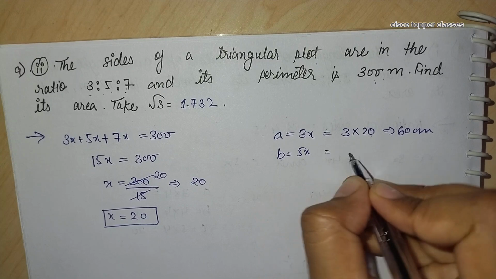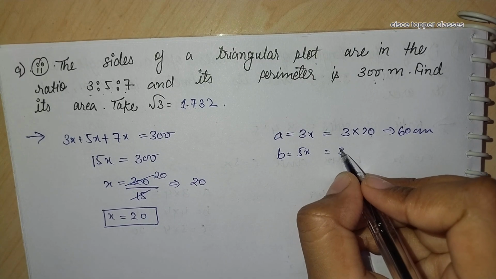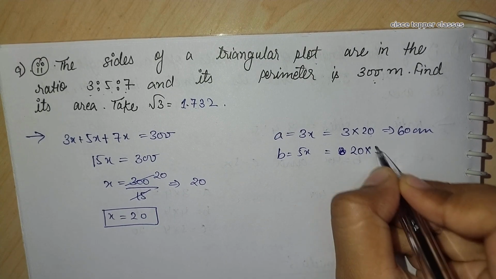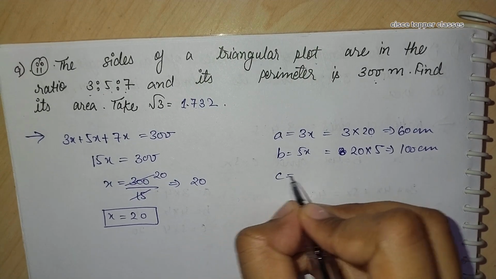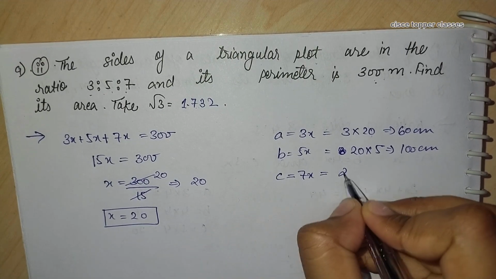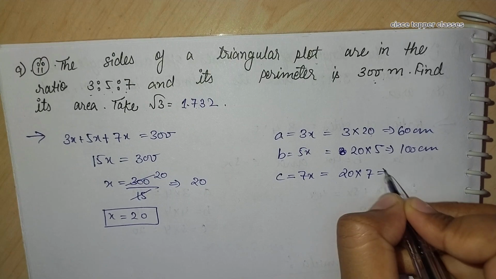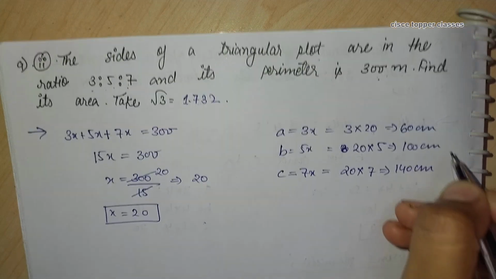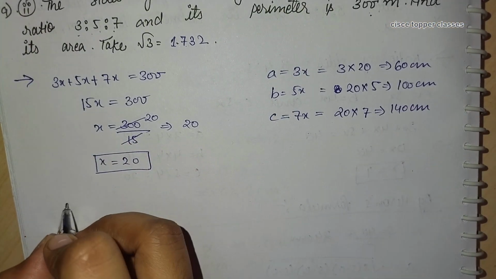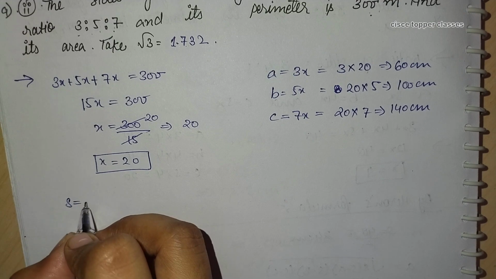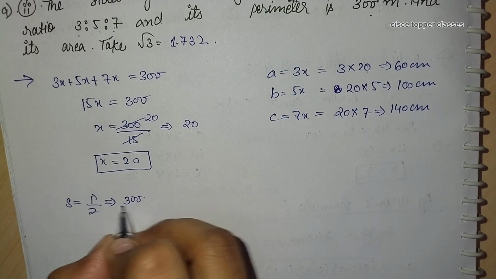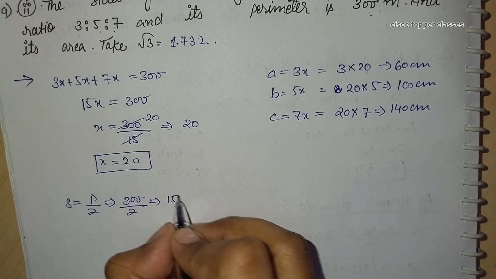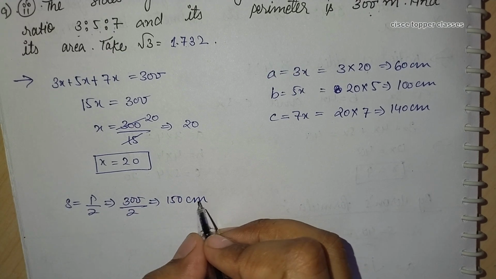B is 5x, which will be 20 into 5. This will be 100 meter here. Now the third side will be 7x. Again we will put the value of x, and it will be 140 meter. Now we have to find its area. So firstly we'll find the semi-perimeter, which is half of the perimeter. We'll put the value of perimeter, which is 300 divided by 2. So it will be 150 meter.